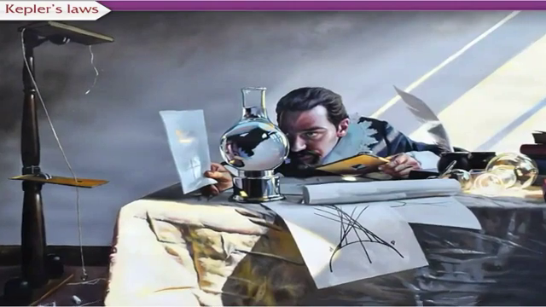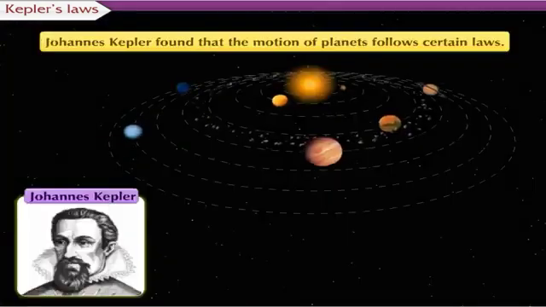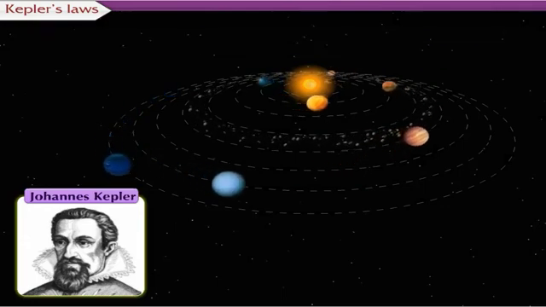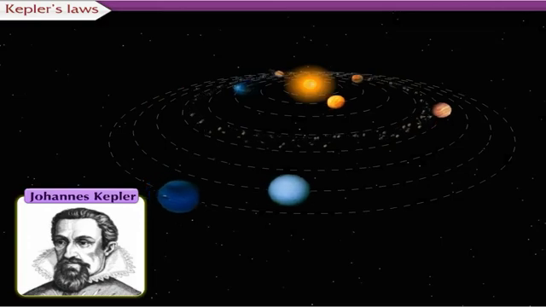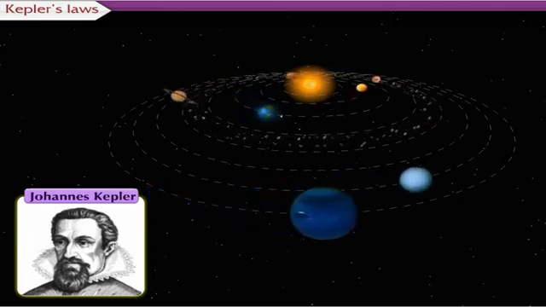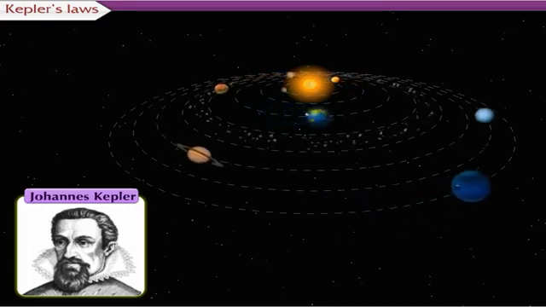Johannes Kepler studied the data available at that time. He found that the motion of planets follows certain laws. He stated 3 laws describing planetary motion. Before we proceed to study these laws, let us first understand what is an ellipse.